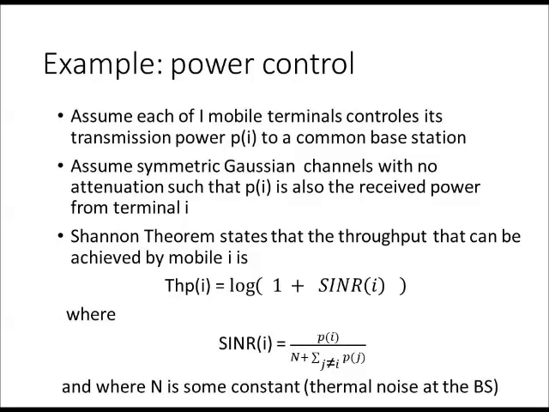As before, we consider the throughput for player i as its utility. Now, Shannon theory gives us an expression for the throughput that player i can achieve. It is given by log of 1 plus signal to interference and noise ratio from player i. Now, this signal to interference and noise ratio is the ratio between the power received from player i and the total sum of powers of the other players P_j and the terminal noise N.